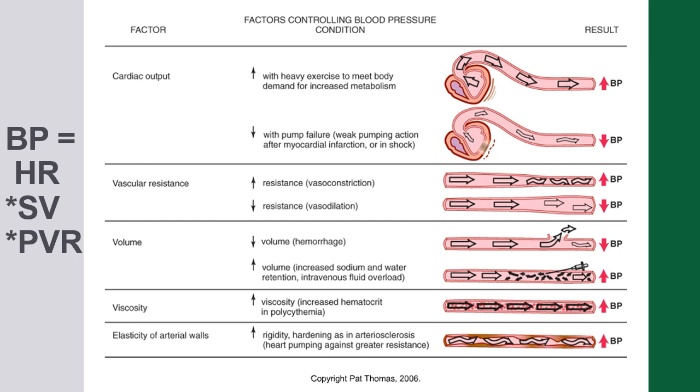So if I am vasoconstricted, it's going to raise my blood pressure. If I have a larger stroke volume, it's going to raise my blood pressure. And if I increase my heart rate, it's going to raise my blood pressure. If my heart rate slows down, my blood pressure is going to go down. If my stroke volume falls, my blood pressure is going to go down. And if I vasodilate, my blood pressure is going to go down.